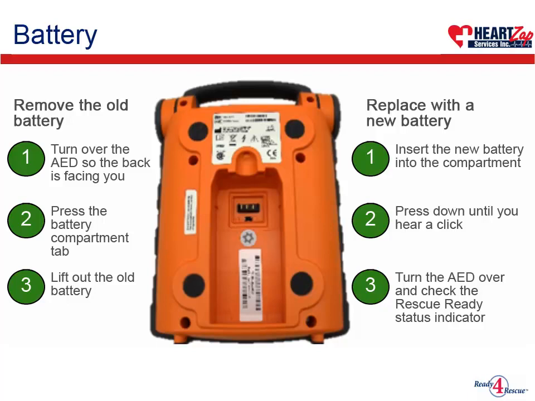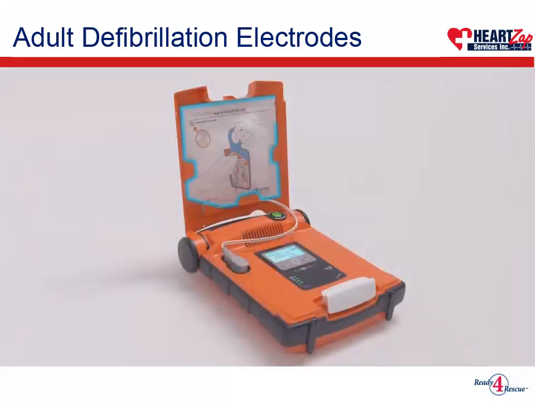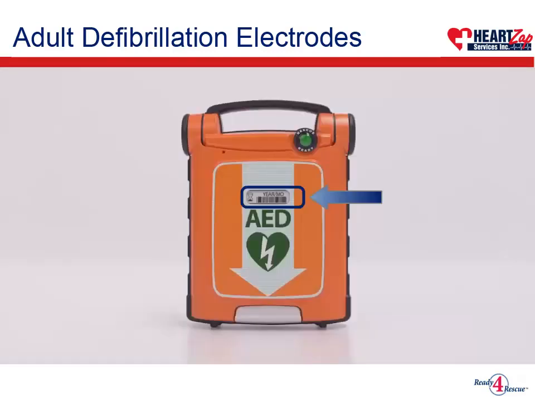The adult defibrillation pads used by G5 AEDs are unique, as they are two-piece electrodes that can be placed in either position on the casualty's chest. The defibrillation pads are very easy to use, as they have pictures on them to identify how and where to place them onto the casualty. These pads are good for 2 years. The expiration date is on the outside packaging that can be viewed from the pad expiration window located on the lid of the AED.